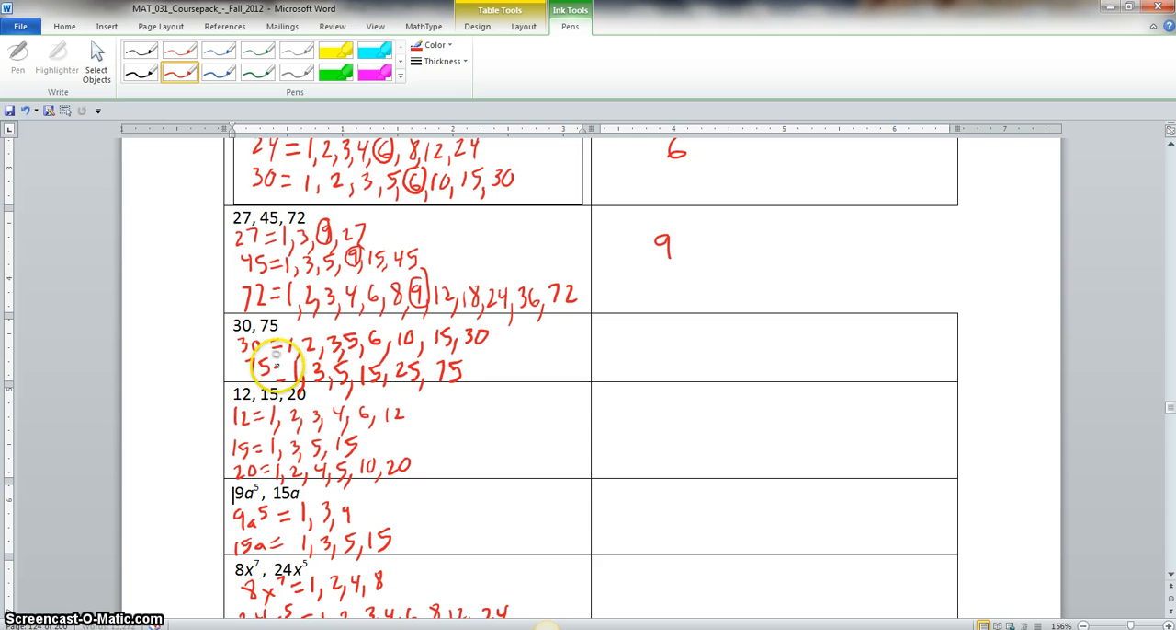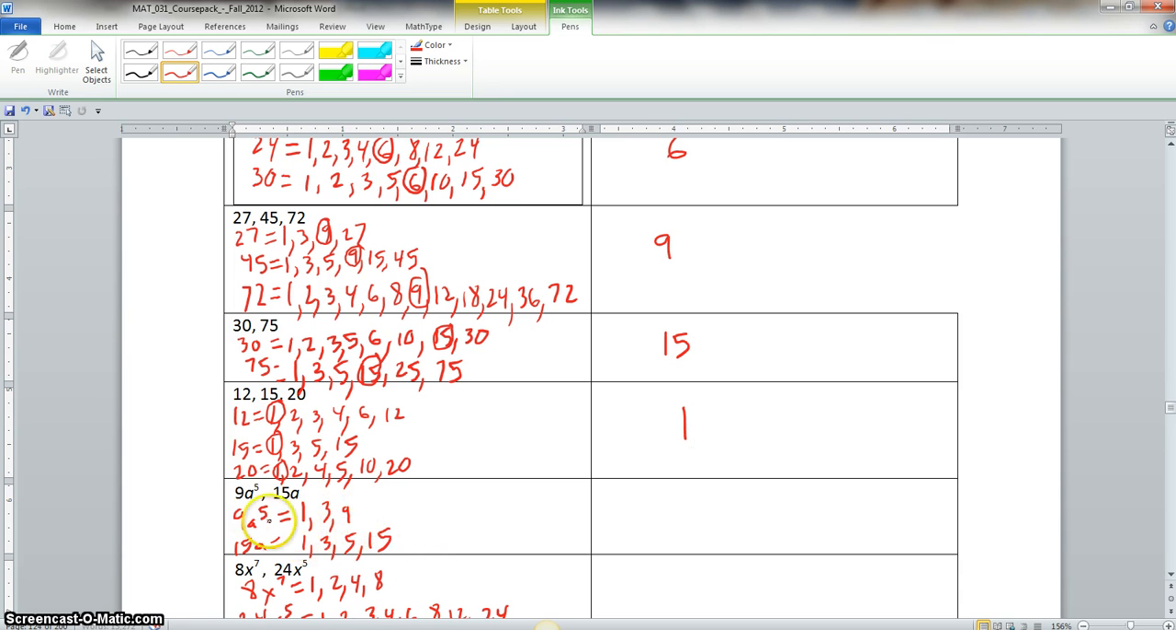Now we go here to 30 and 75. Now we have the factors of 30 and the factors of 75. Now if we notice here, the greatest common factor of these two terms is 15. Now we go here to 12, 15, and 20. Now we have all of their factors, and it looks as though the greatest common factor that 12, 15, and 20 have is only 1. They only have 1 in common.